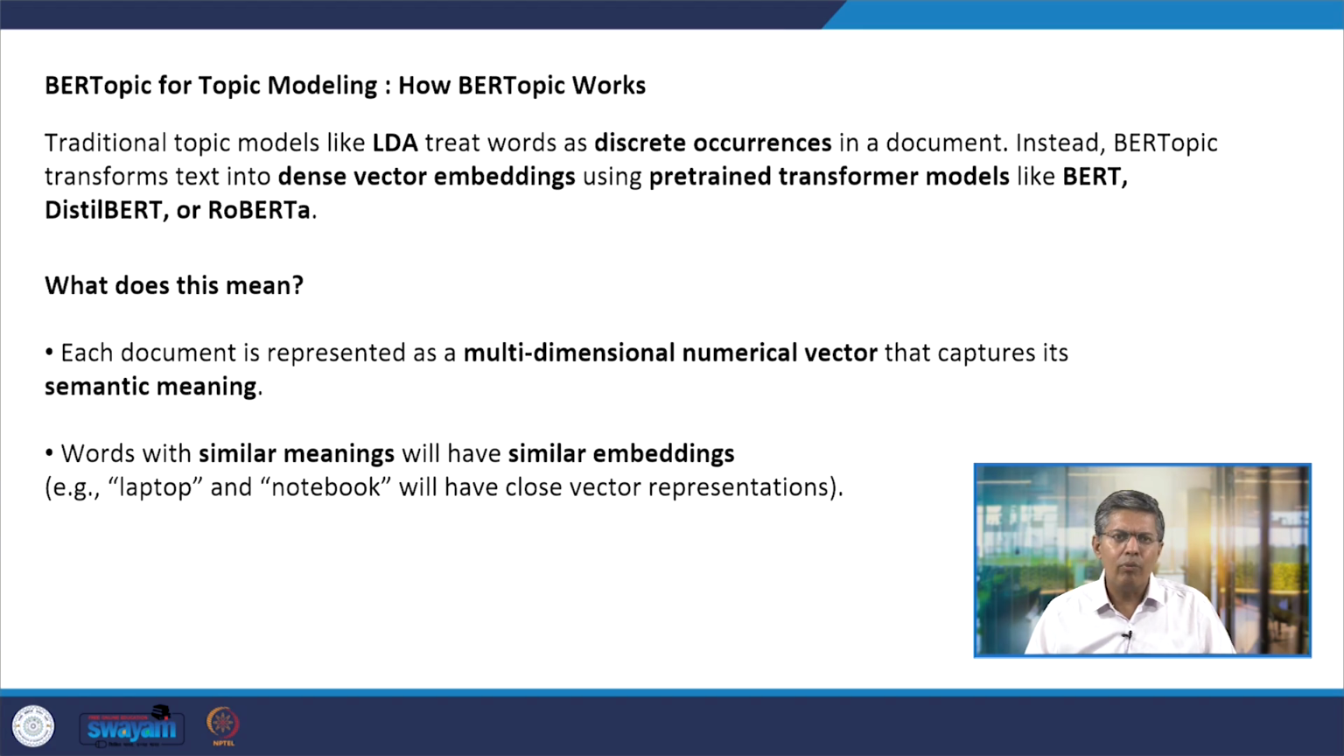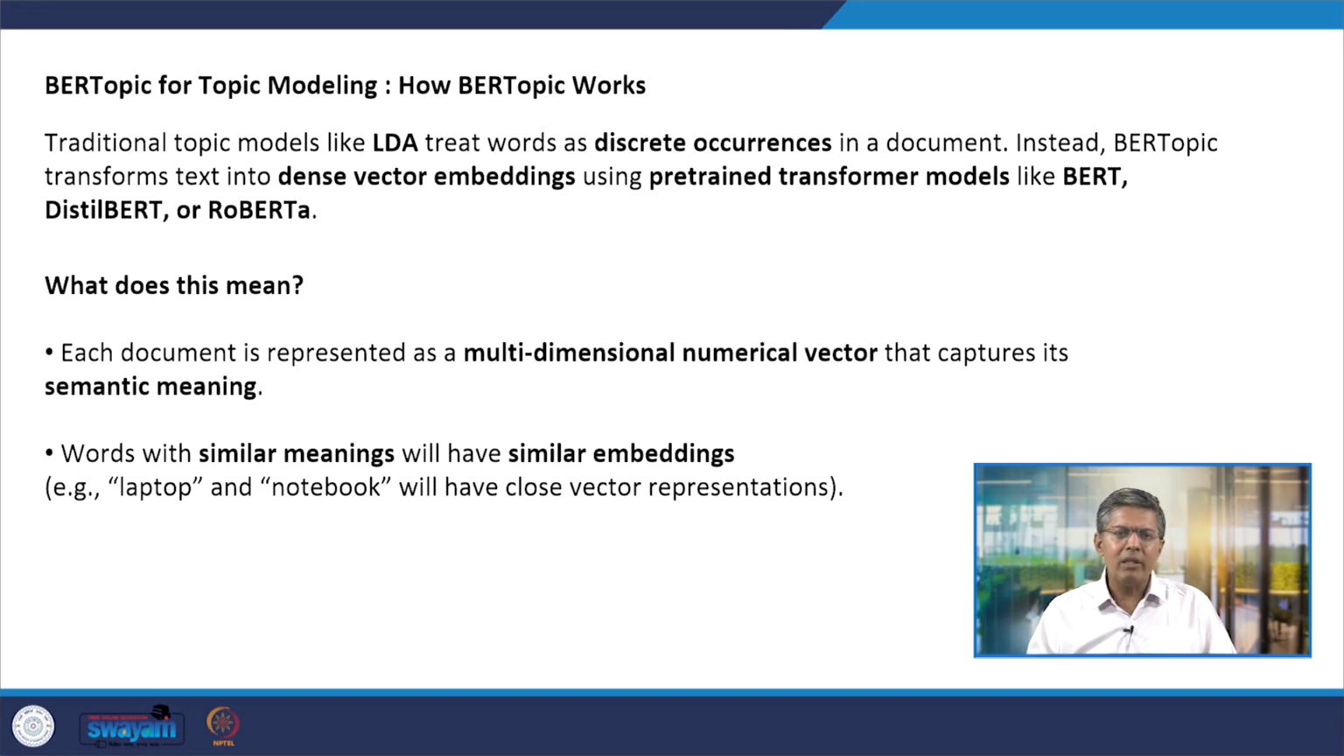So, how does BERT work? Traditional models like LDA treat words as discrete occurrences in a document. You understand the difference between discrete and continuous, I believe. So, discrete occurrences, not continuous. Instead, BERT transforms text into dense vector embeddings, using pre-trained transformer models like BERT, DistilBERT or RoBERTa. Now, what does it actually mean? In simple terms, it means that it helps to convert text into numbers.